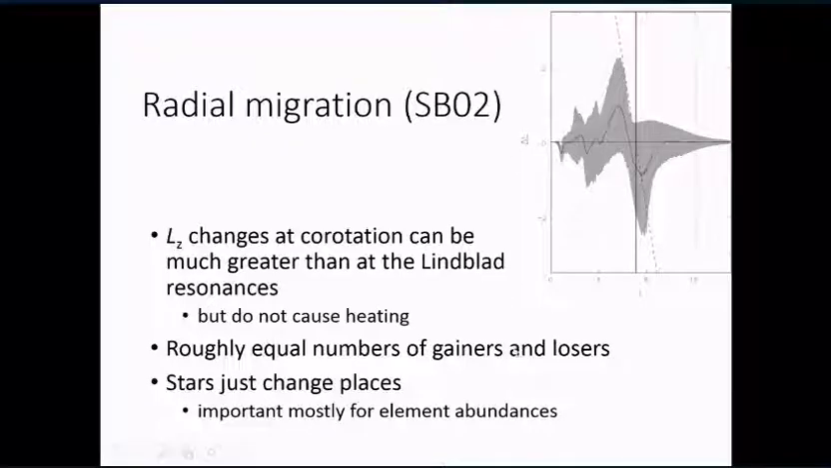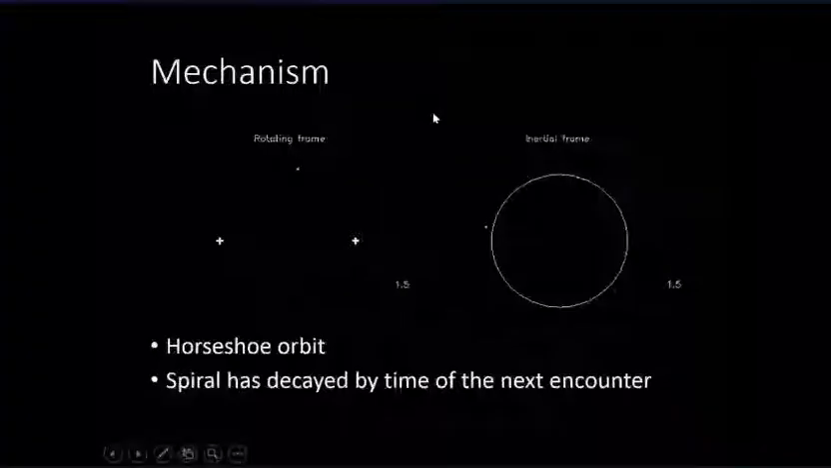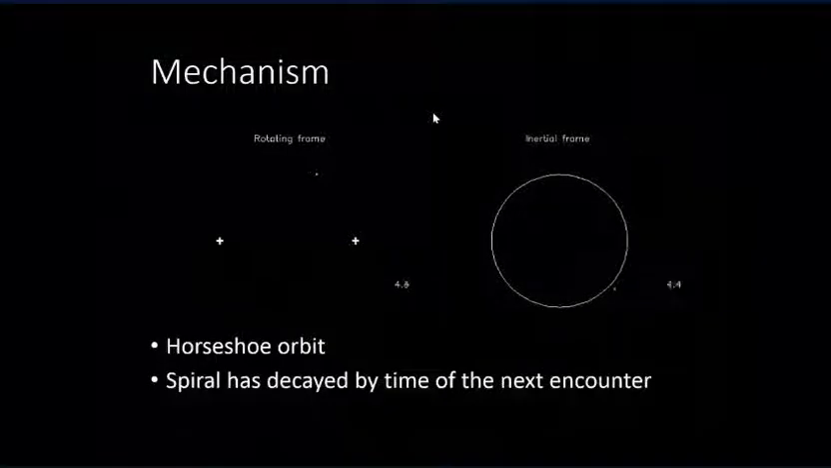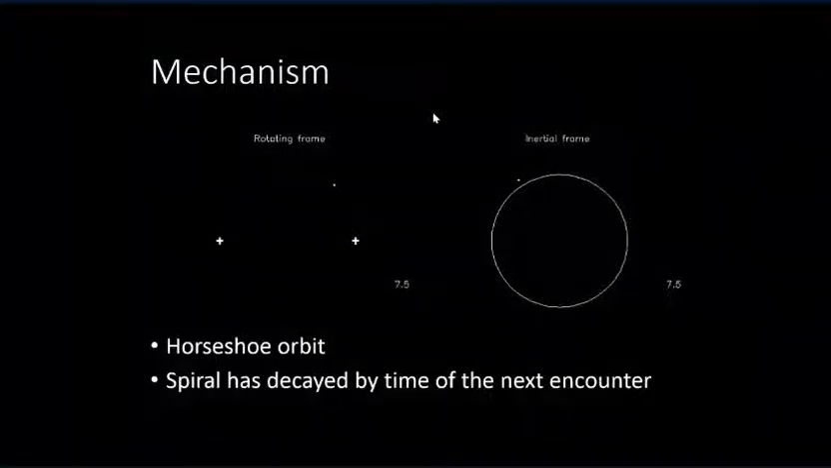But of course, it's vitally important if those stars have different metallicities, because that means they move them around in the disk, and the fractional change in the angular momentum is actually quite large. You know, it can be 2 out of 8, 20% or something like that. And the mechanism for this is illustrated in this animation. I hope that you can see that.